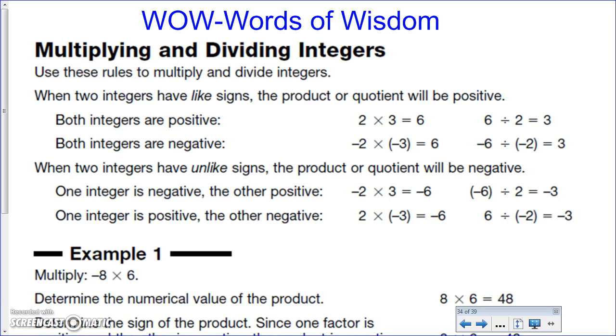When integers have unlike signs, meaning they're different, the product or the quotient will be negative. So if one integer is positive and the other is negative, negative 2 times 3 is negative 6. Negative 6 divided by 2 is negative 3. Same thing if it's reversed. 2 times negative 3 is still negative 6, and 6 divided by negative 2 is still negative 3.